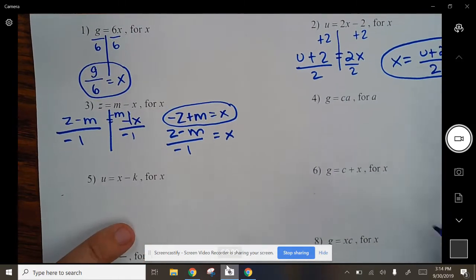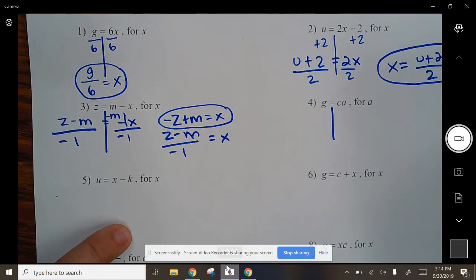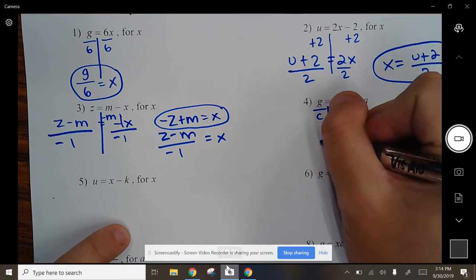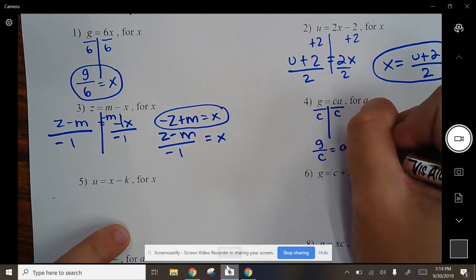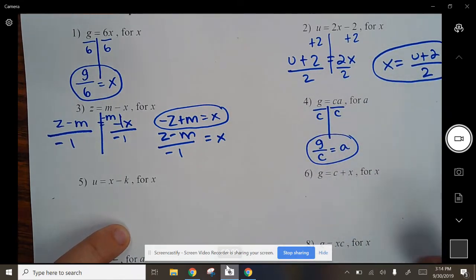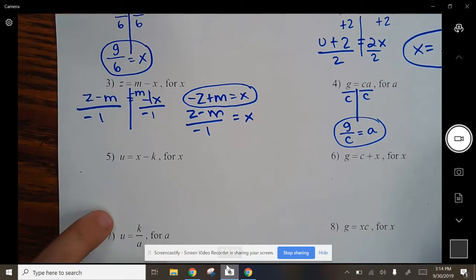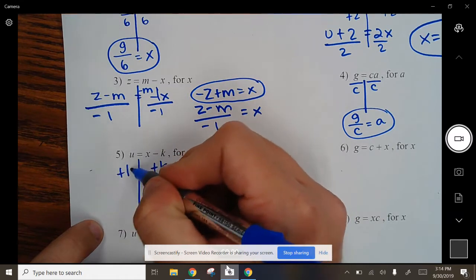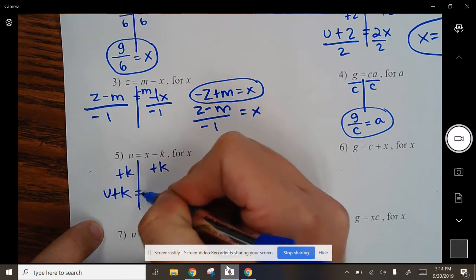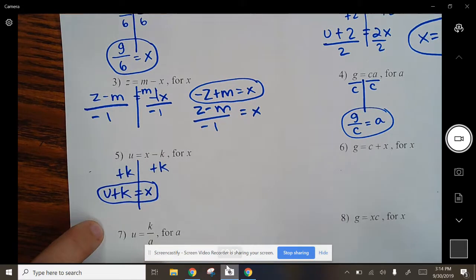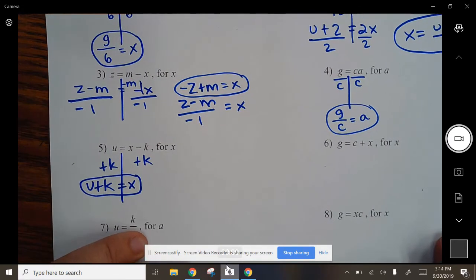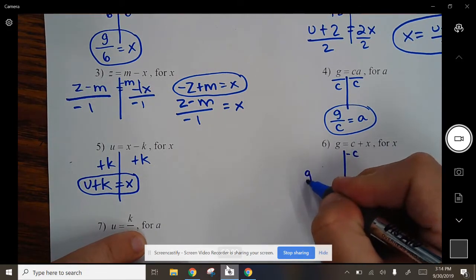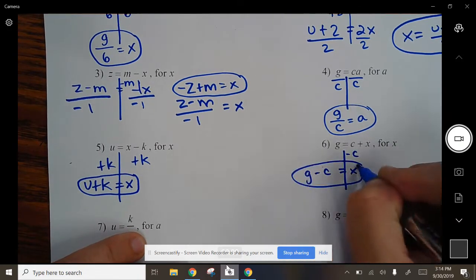All right. Number 4, we're going to get the a by itself by dividing c to both sides. You get g over c equals a. Number 5, we want to get this over here. We're going to add k to both sides. u plus k equals x. See, these aren't too tough. Right here, we're going to go ahead and subtract c. g minus c equals x.